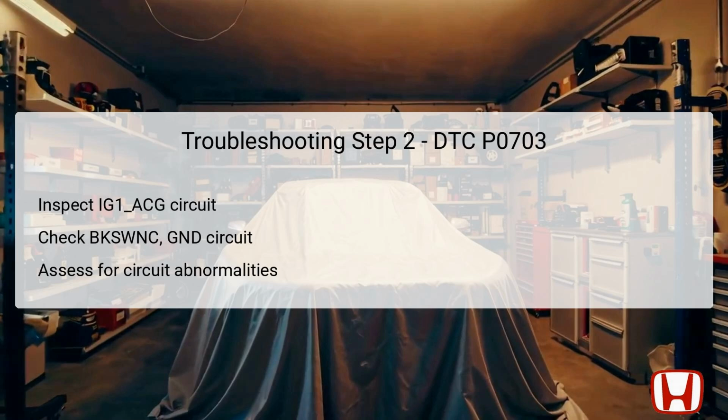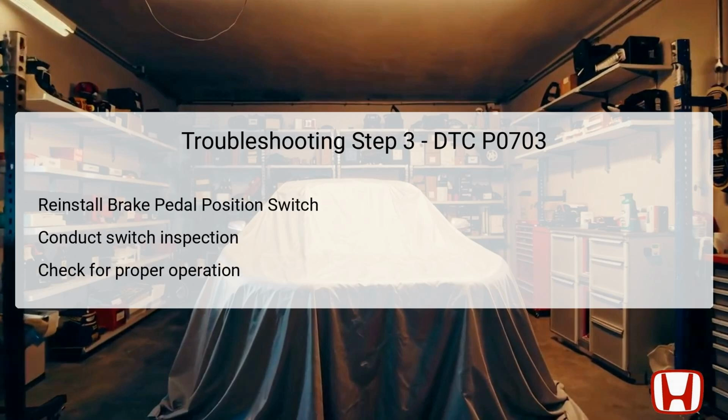since issues like short circuits or broken wires can significantly impair the operation of the brake signaling system. Therefore, confirming the integrity of these circuits is crucial for further ensuring that the fault does not stem from these common electrical issues. The third troubleshooting step involves reinstalling the brake pedal position switch appropriately.